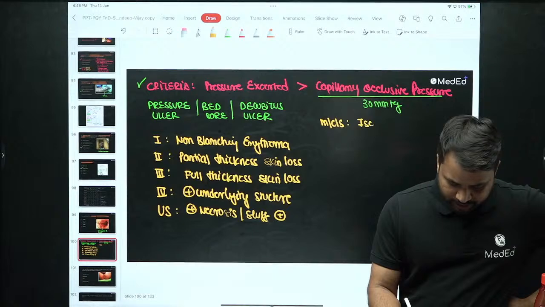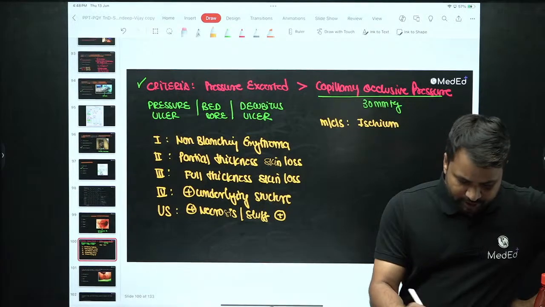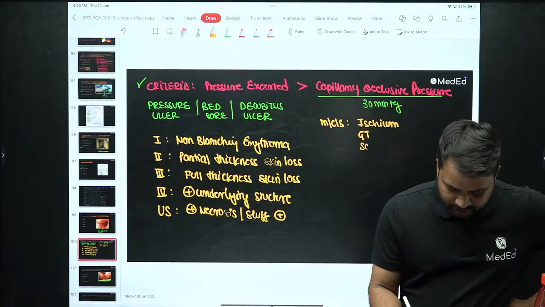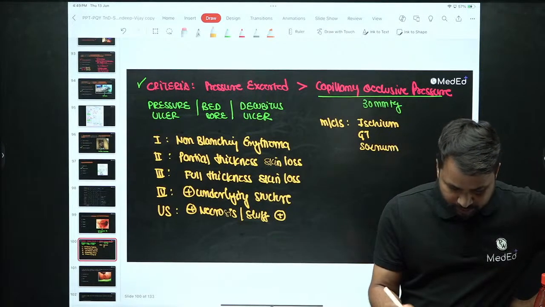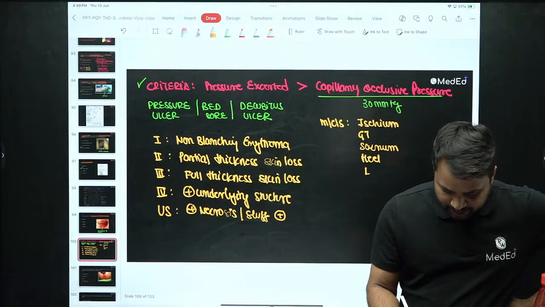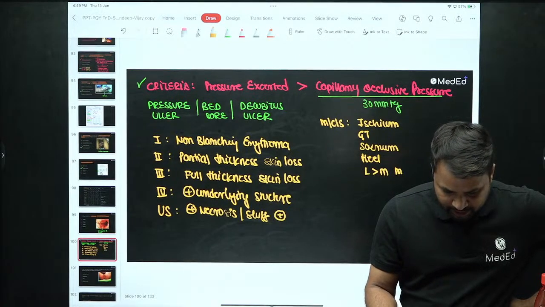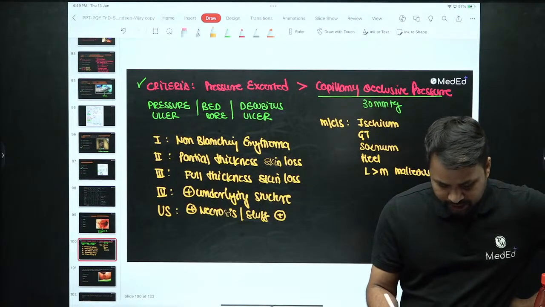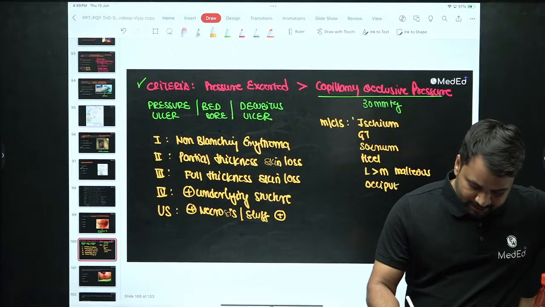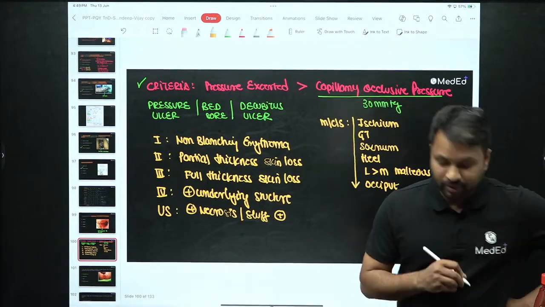It is your ischium. If ischium is not in the option, what is the next best answer? It is your greater trochanter. If not, it is sacrum. If not sacrum, then it is heel. If not, then it is lateral, more common than medial, that is malleolus, right? And the last one is occiput of the patient. This is the sequence that you have to remember.